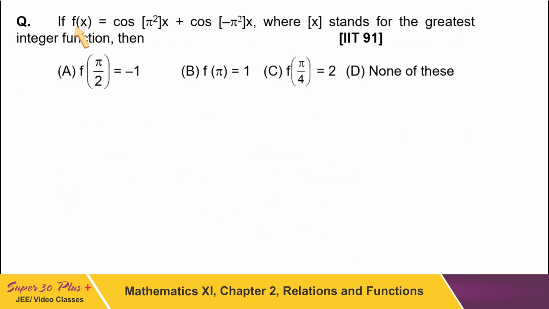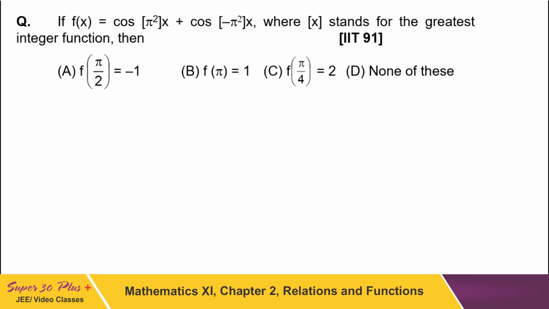Let us see one more question. If f(x) is equal to cos of the greatest integer of pi square x plus cos of the greatest integer of minus pi square x, where the brackets stand for the greatest integer function, then which of the following is correct? This question came in the IIT JEE 91.